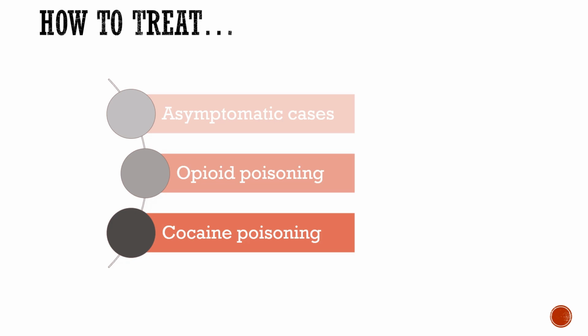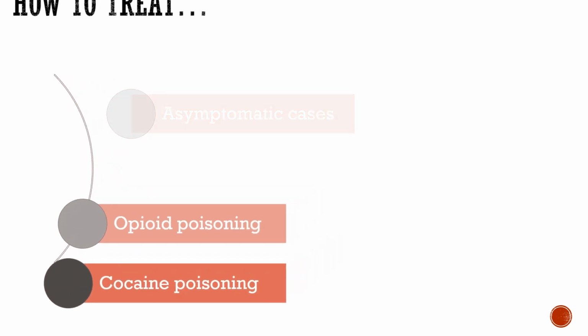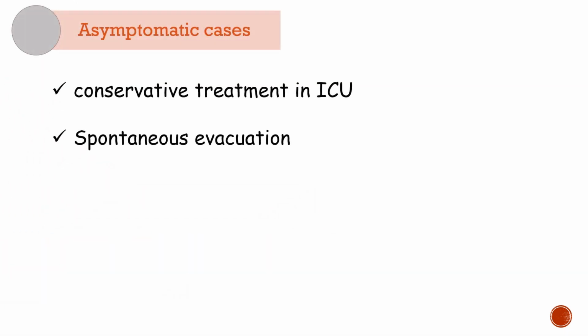Now let's see how to treat these patients. We can broadly classify them into asymptomatic cases, those with opioid poisoning, and those with cocaine poisoning. Though the treatment may vary depending on the drug they are exposed to. In asymptomatic cases, we have a conservative line of treatment while one waits for spontaneous evacuation.